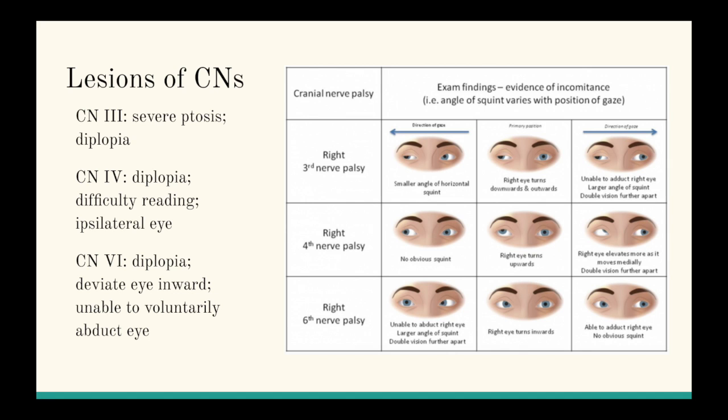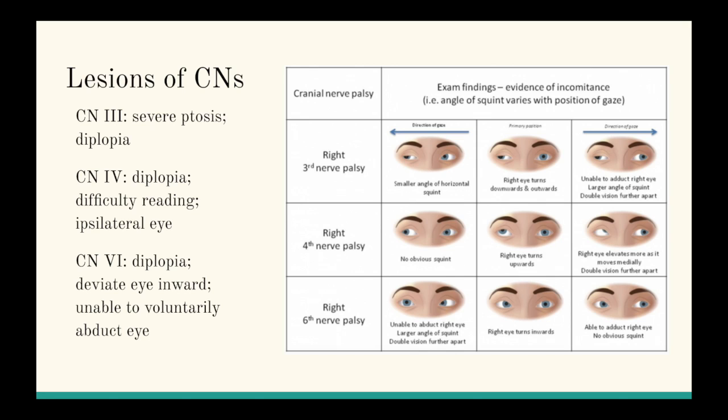As mentioned previously, TBIs can result in damage or lesions of cranial nerves. These lesions can also result from other injuries as well. The main ones include cranial nerves 3, 4, and 6. A lesion on cranial nerve 3 includes severe ptosis and diplopia. A lesion on cranial nerve 4 usually results in diplopia, difficulty reading, and ipsilateral eye movement. A lesion on cranial nerve 6 usually results in diplopia, deviation of the eye inward, and being unable to voluntarily abduct the eye.